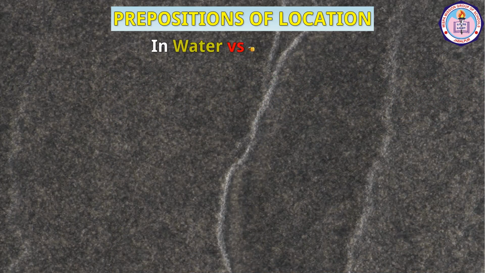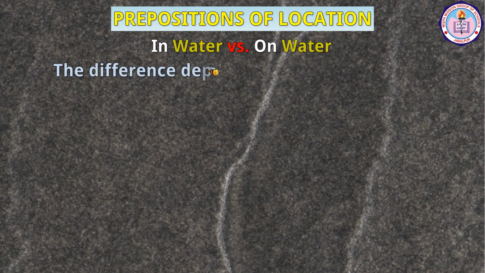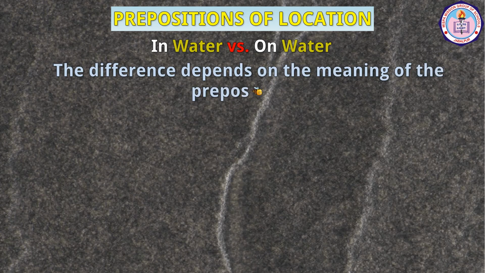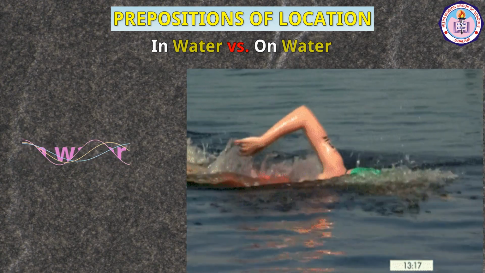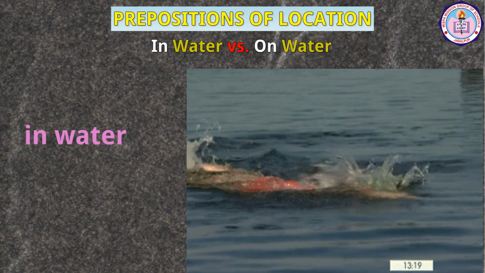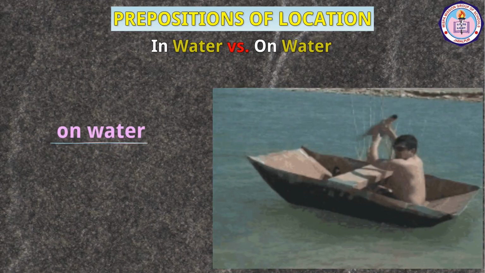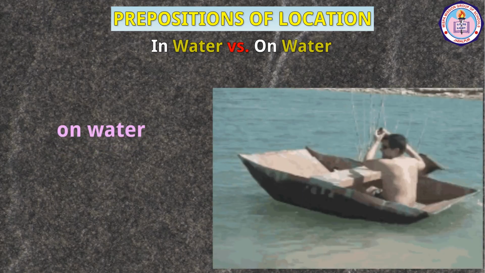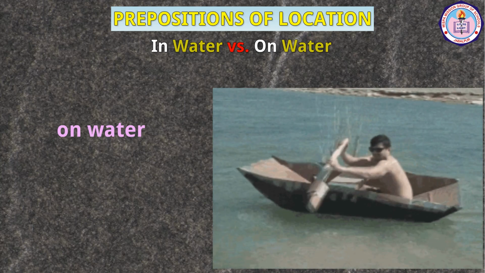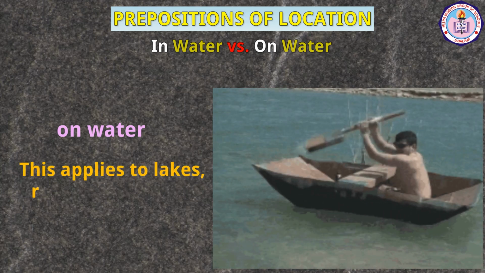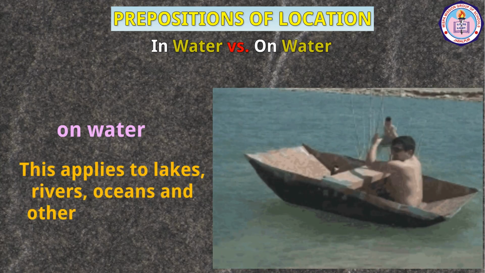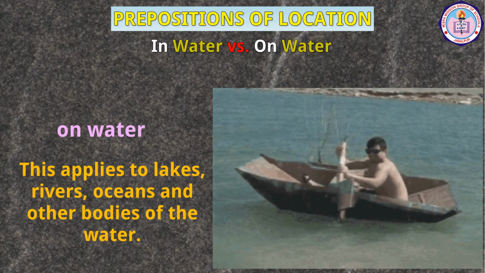In water versus on water. Once again, the difference depends on the meaning of the prepositions. When you are in water, you are swimming in the water. However, when you are on water, you are floating on the surface of the water in a boat. This applies to lakes, rivers, oceans, and other bodies of water.